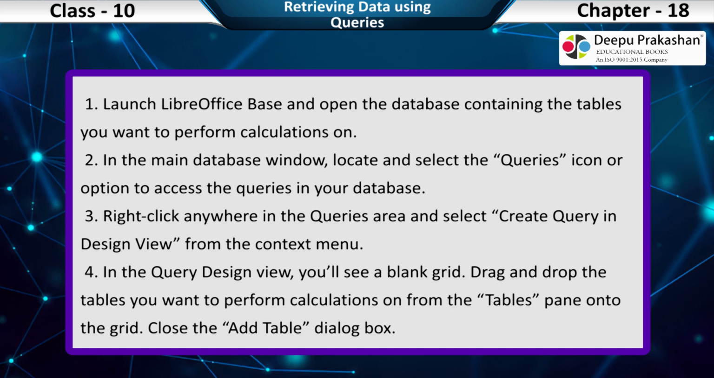Right-click anywhere in the Queries area and select Create Query in Design View from the context menu. In the Query Design view, you'll see a blank grid. Drag and drop the tables you want to perform calculations on from the Tables pane onto the grid. Close the Add Table dialog box.